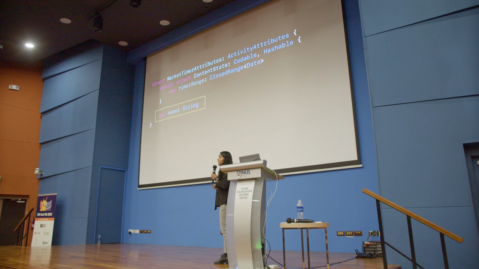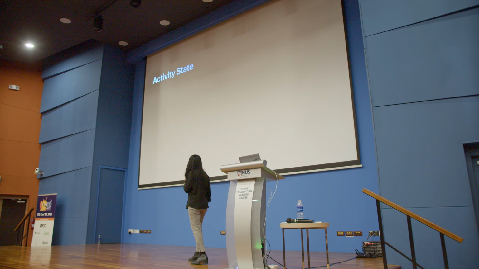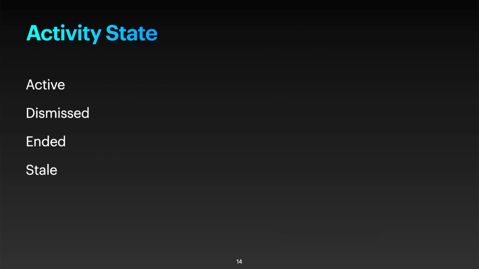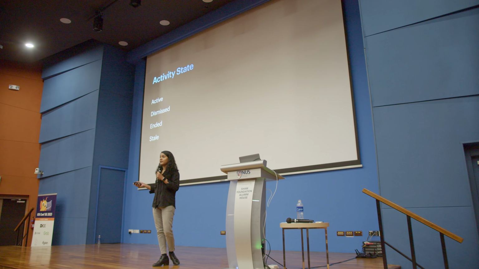The other key component is the activity state. A live activity can be in 4 main states throughout its lifetime. When we start the live activity, it is in active state. It can stay in active state for a maximum duration of 8 hours. When the user goes ahead and dismisses the live activity from lock screen, it enters into dismissed state. When the live event ends and we end the live activity, it enters into ended state.